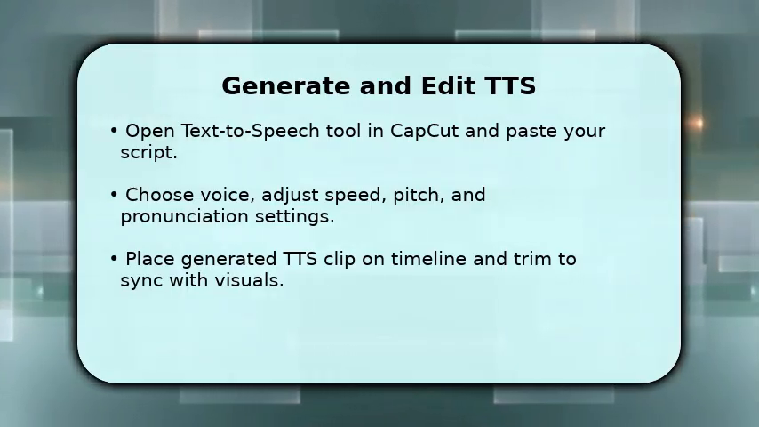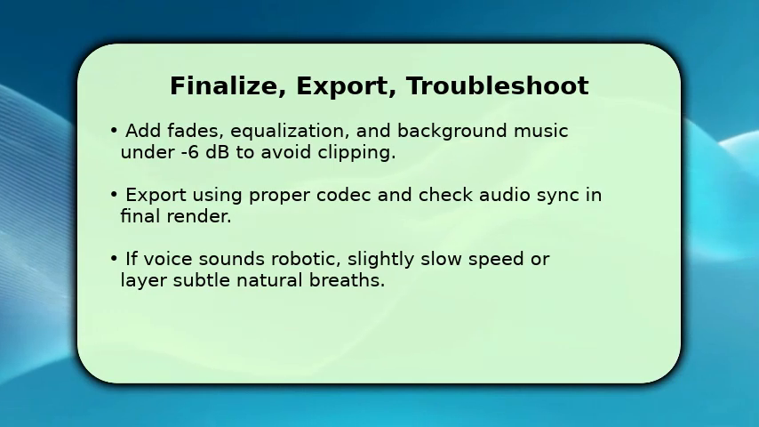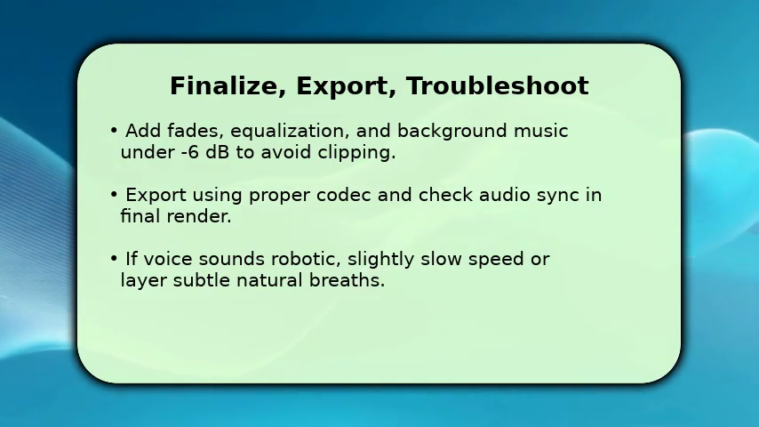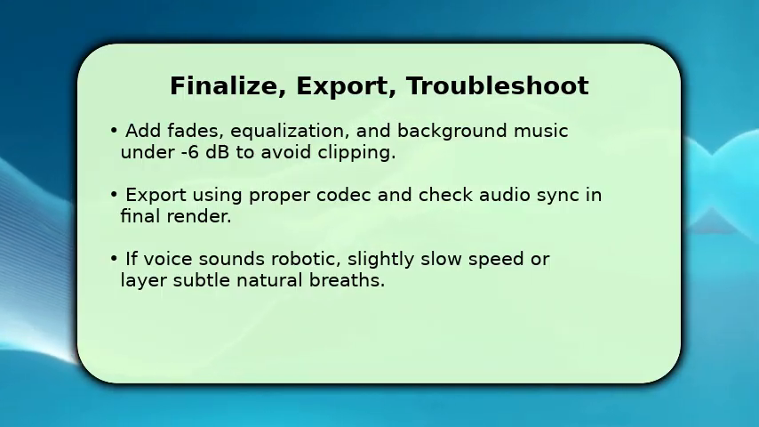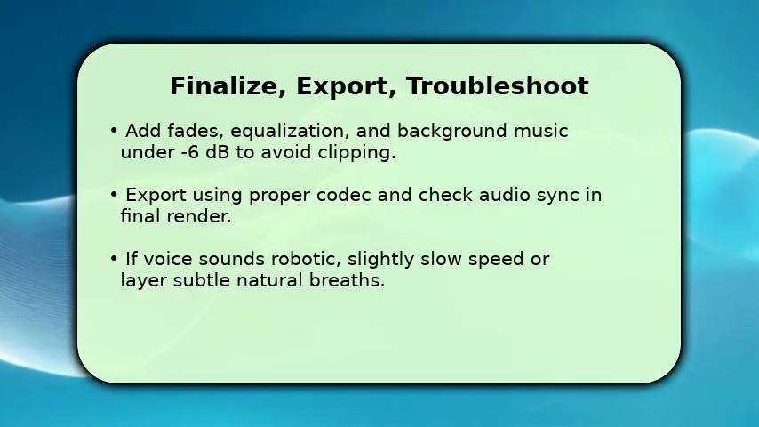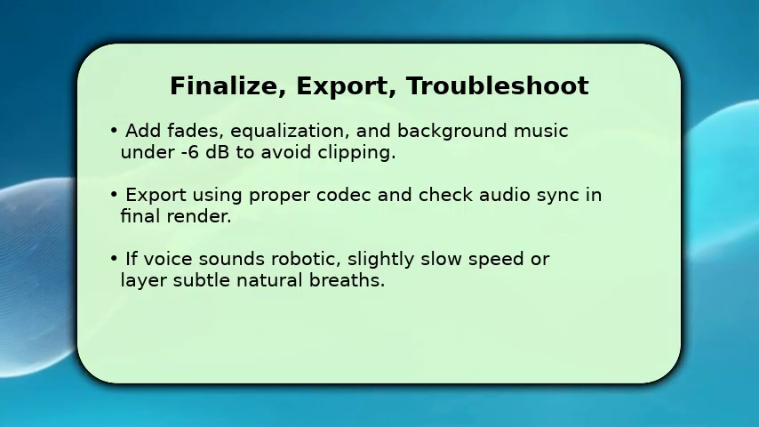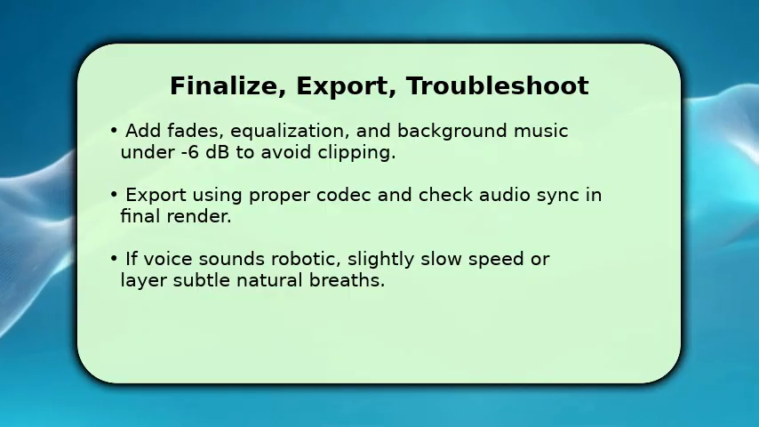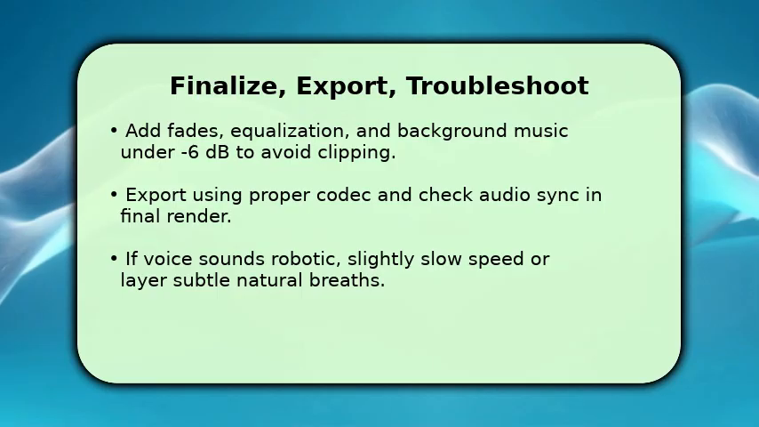You finish by balancing levels. Add subtle EQ and a short fade in and out so speech breathes, and keep music below -6 dB so words remain clear. Export with a suitable codec and frame rate, then review the final render to confirm lip sync and timing. If the voice appears robotic or runs together, make sure to slow the speed a touch, insert intentional punctuation pauses, or regenerate specific lines with different voice settings. If errors persist, re-import a revised audio track and replace the TTS clip.